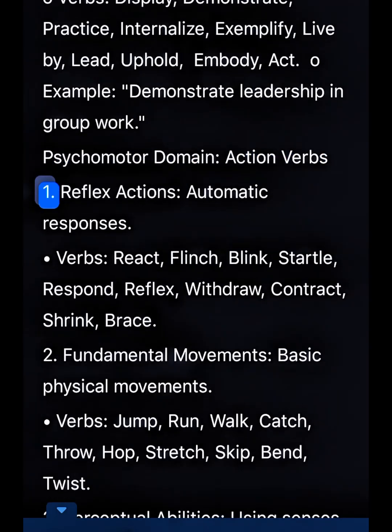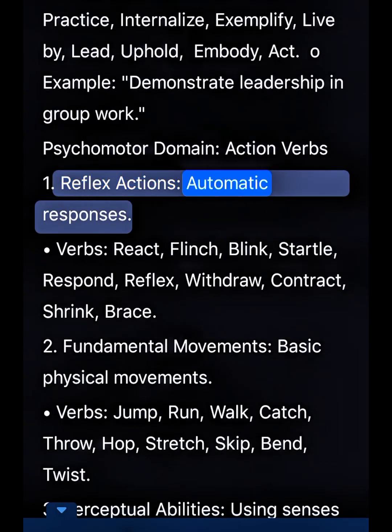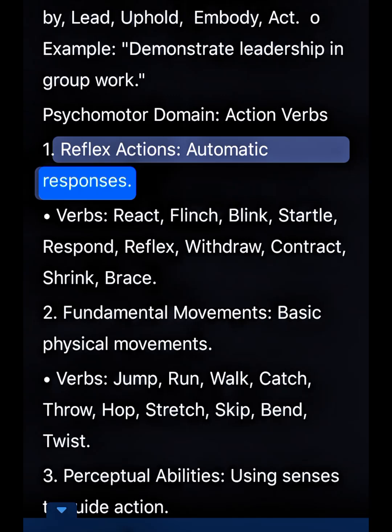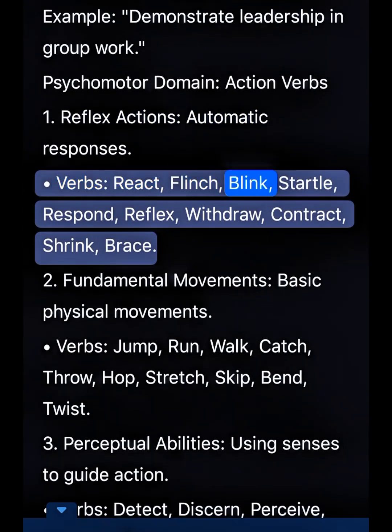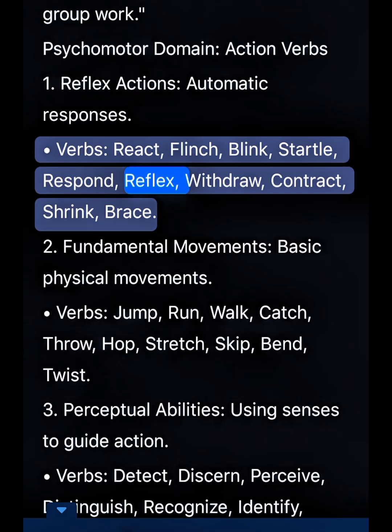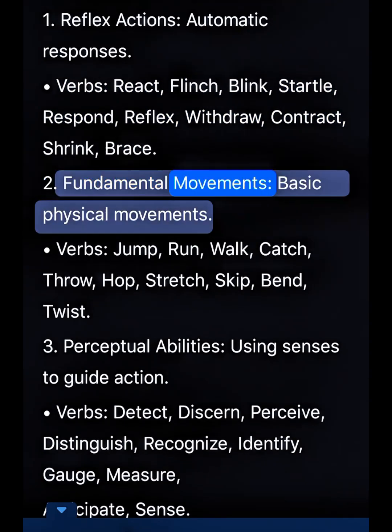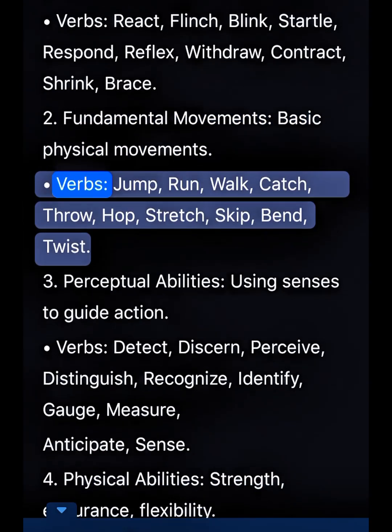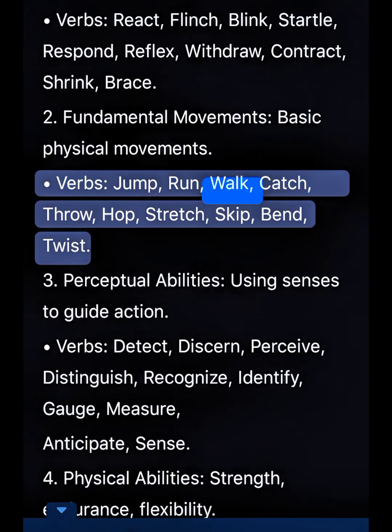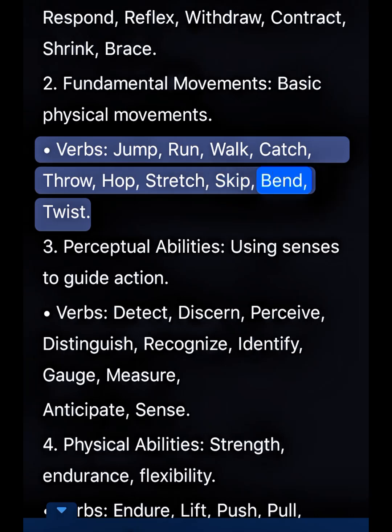Psychomotor domain, action verbs. 1. Reflex actions, automatic responses. Verbs: react, flinch, blink, startle, respond, reflex, withdraw, contract, shrink, brace. 2. Fundamental movements, basic physical movements. Verbs: jump, run, walk, catch, throw, hop, stretch, skip, bend, twist.